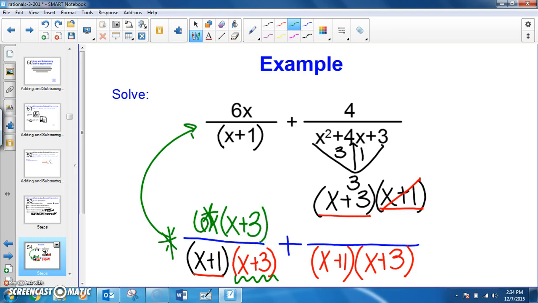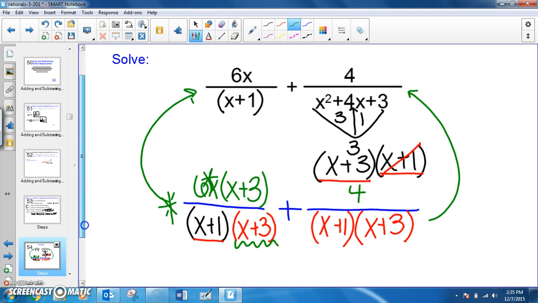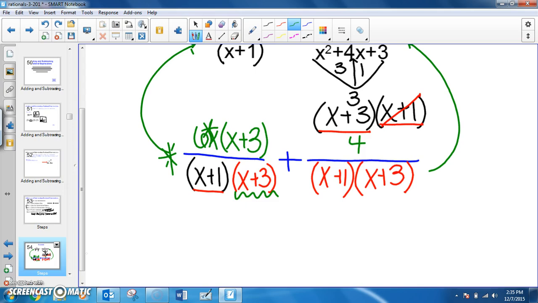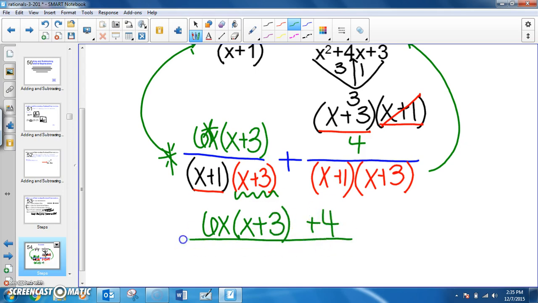Then do the same thing for my second fraction. Compare my second denominator to my original fraction. I have not added anything new to my second fraction, so I'm not going to put anything else in my numerator. And we are going to simplify. So I get 6x times x plus 3 plus 4 over x plus 1 times x plus 3.